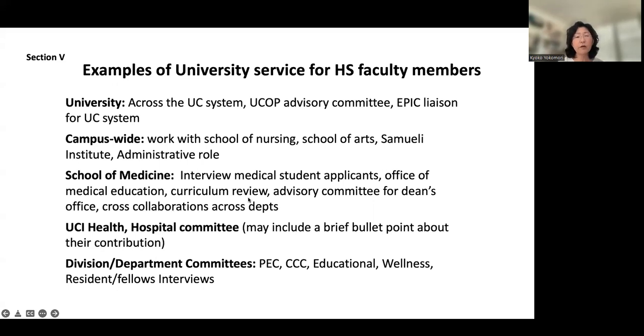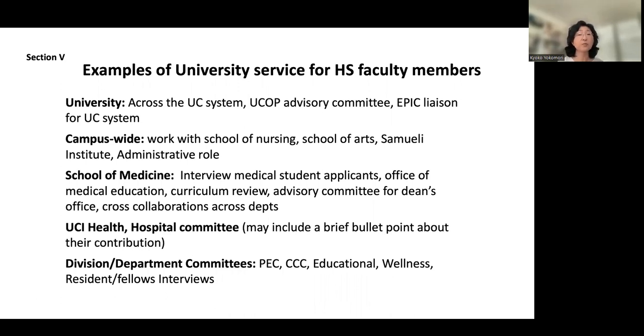And if you're involved in interviewing medical students, these things should be listed here. And then, of course, your effort in a division and department, these things should be listed under here. And I understand that clinical faculty members, especially, are really busy. And I know you're doing a lot of work, but sometimes you don't put these things in your section 5. So I strongly suggest that you take a little bit of time, try to break down your activity, and then just put it in here.